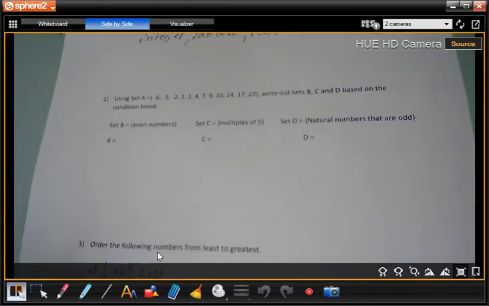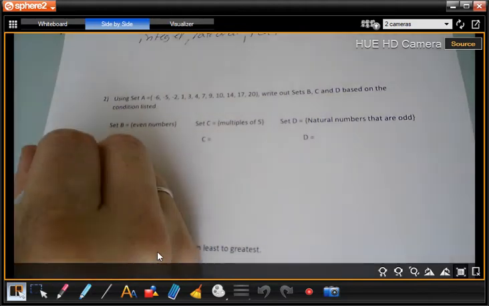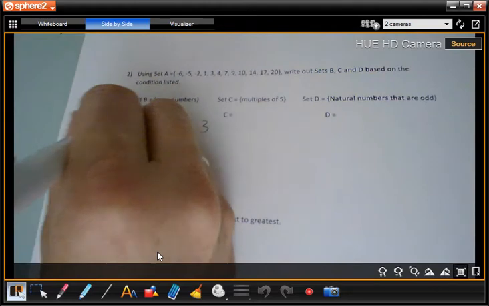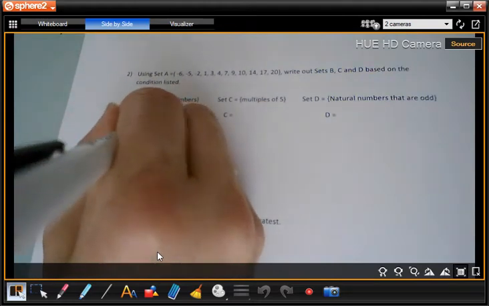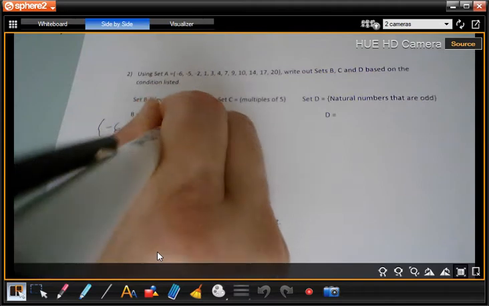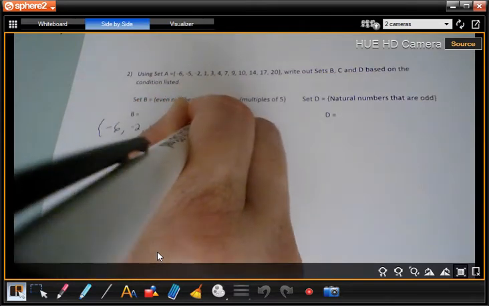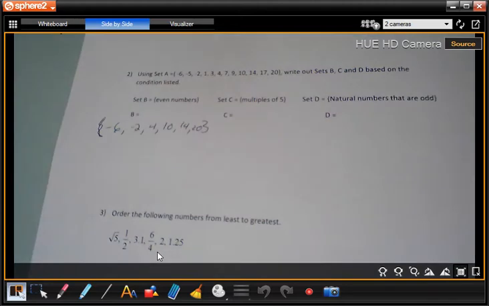Now we're going to look at this using sets, and we're going to talk about whether from this big set, we can find subsets out of it. So, for example, we've got numbers -6, -5, -2, 1, 3, 4, 7, 9, 10, 14, 17, and 20. And we want to make a set of this that is the even numbers. It doesn't say anything about whether they're negative or positive, so we can use both. So I'm going to say -6, -2, 4, 10, 14, and 20.